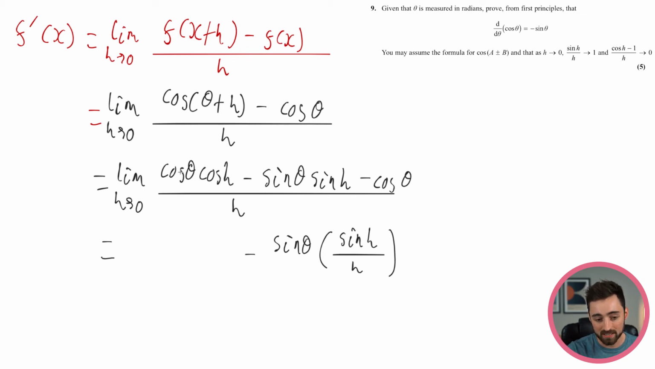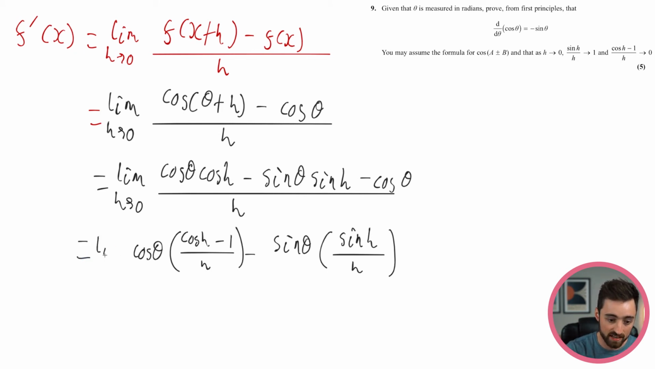Now, if we were to take cos theta out of this, what am I going to get? I'm going to get cos theta, and then what am I going to be left with in this bracket? I'm going to be left with cos h minus 1, and all of that is also divided by h. So essentially, what's going on now? I've got the limit of this whole thing. I'm going to have the limit as h tends to 0 of this term minus this term.